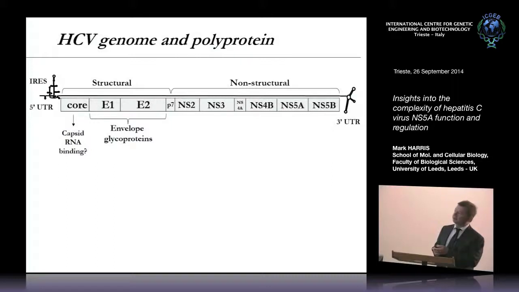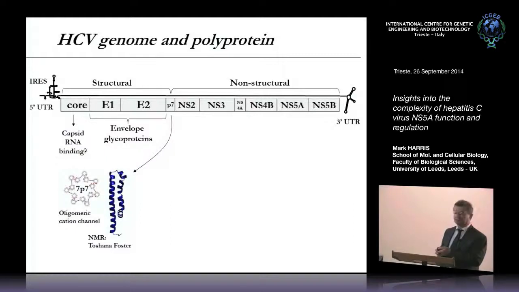Well, we know the core is the capsid. It probably binds to the virus RNA and forms the capsid, or the internal structure of the virus particle. Two envelope glycoproteins, which, as their name suggests, are the envelope. They're present on the outside of this membrane-bound virus. A small protein called P7, which is an ion channel.